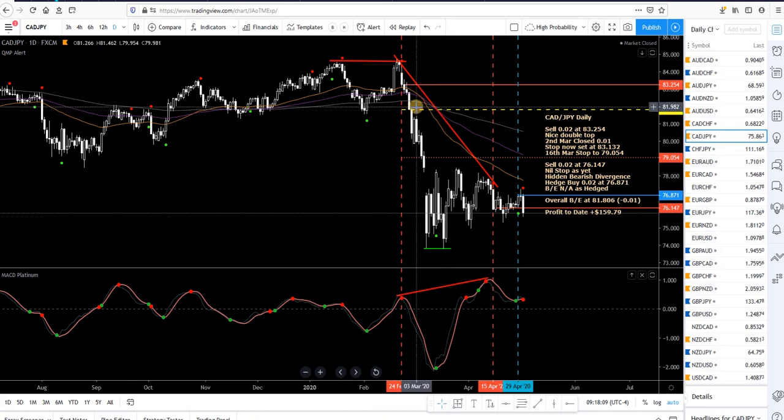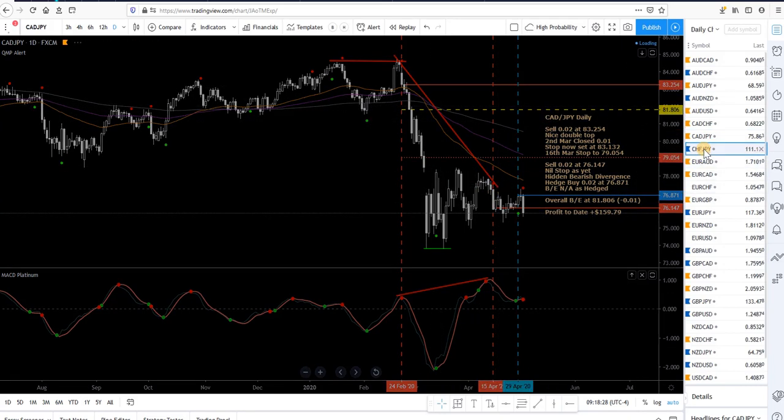This at the moment is my overall break even all the way up here, because I'm overall net 0.01 minus 0.01. As long as price remains below that yellow line, all trades I can close and I'll be in profit as long as it stays below that yellow line. So I've got plenty of wiggle room.